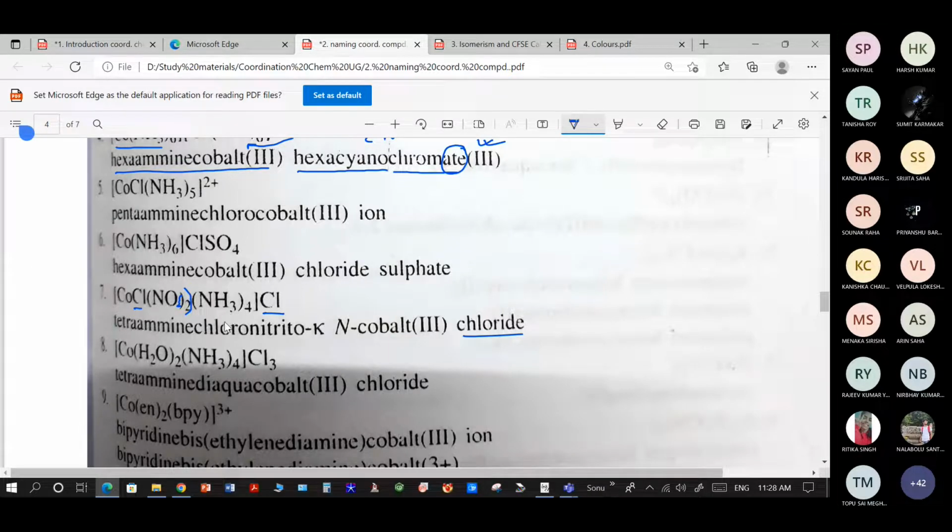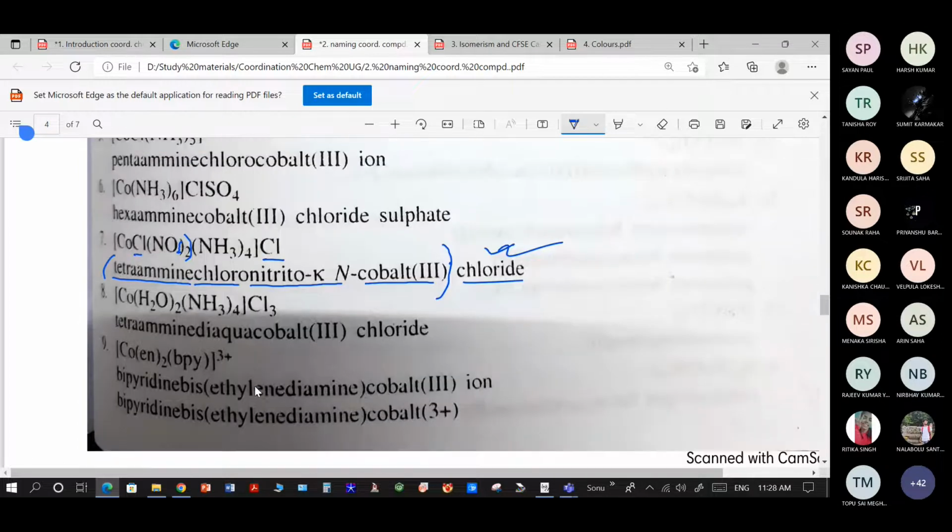And how many ammonia molecules are attached? 4. So it will be tetraamine. So tetraamine, and then chloro will come. There will be no space in between when naming the ligands. And then nitrito, kappa N. Nitrito, as it is an ambidentate ligand, is coordinated via its nitrogen donor atom. So kappa N, and then hyphen cobalt 3. So this is the name of the cationic part. So first the cation name, and then the anion name.